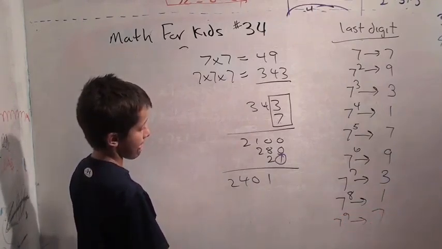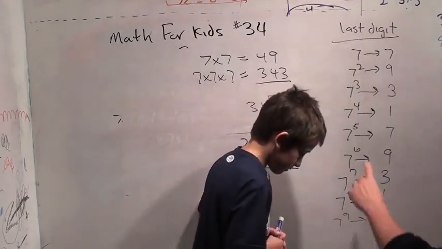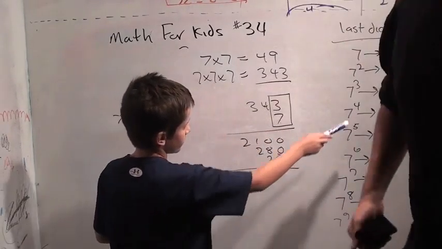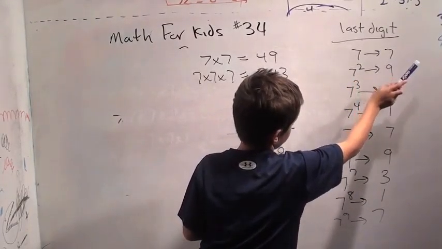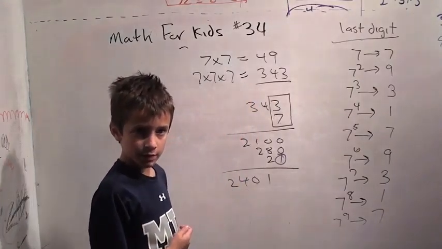See if you can see how often it repeats, and then maybe that'll help you understand what the pattern is. But don't stand in front of it. Stand over here. So it goes 7, 9, 3, 1. It repeats every 4 numbers.